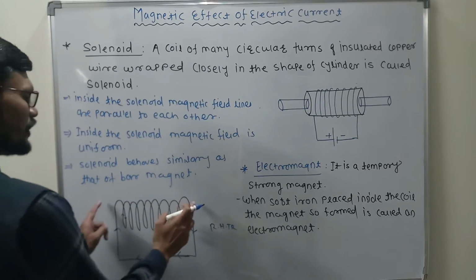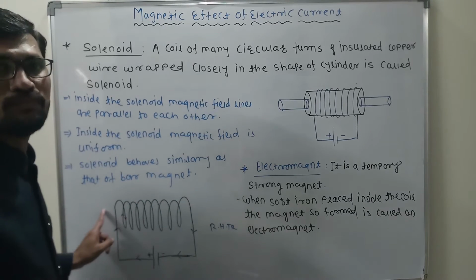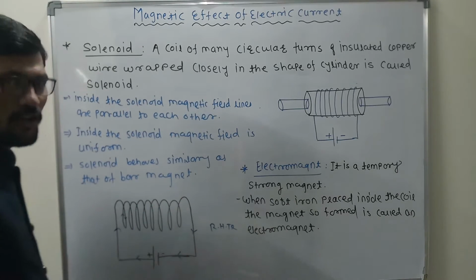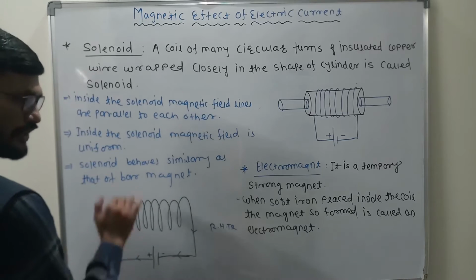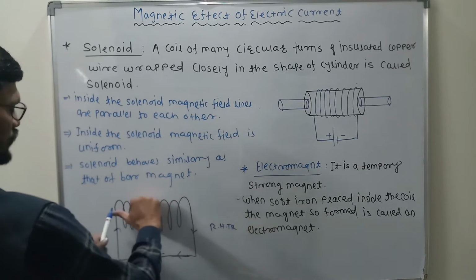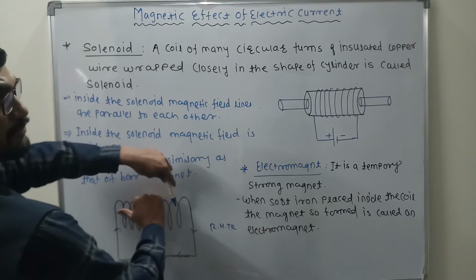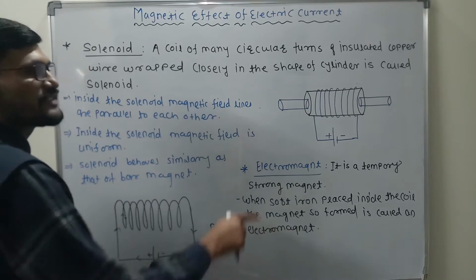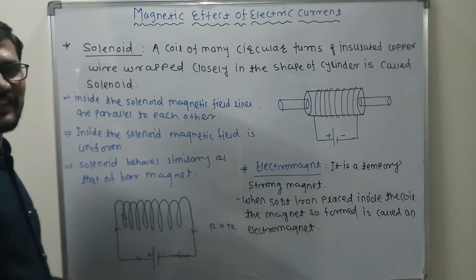So then the two ends of the solenoid behave as what? Poles. This is one end and this is the other end. So according to the flow of current, this is the direction. So this point is the north and this point is what? South. So then, as you know very well, the magnetic field lines originate from the north pole and end at the south pole.